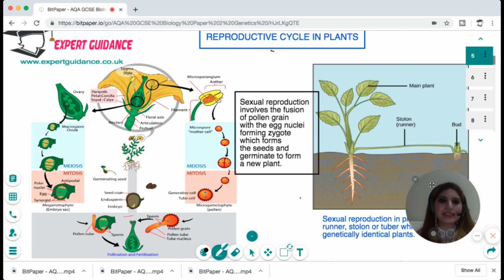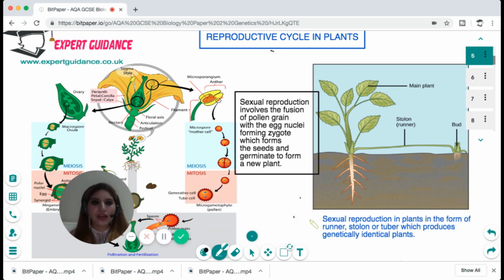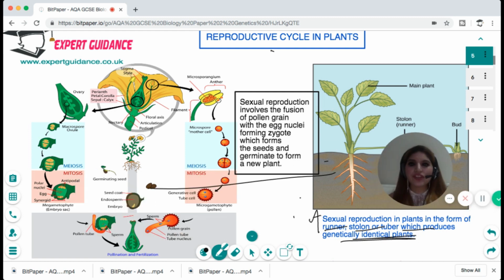Plants can reproduce asexually. Asexual reproduction is in the form of runners, stolons and tubers, which produce genetically identical plants. In sexual reproduction, you can see pollination takes place, and then there is fusion of the gametes to form the zygote, which develops into a seed, is dispersed, and forms a new plant.